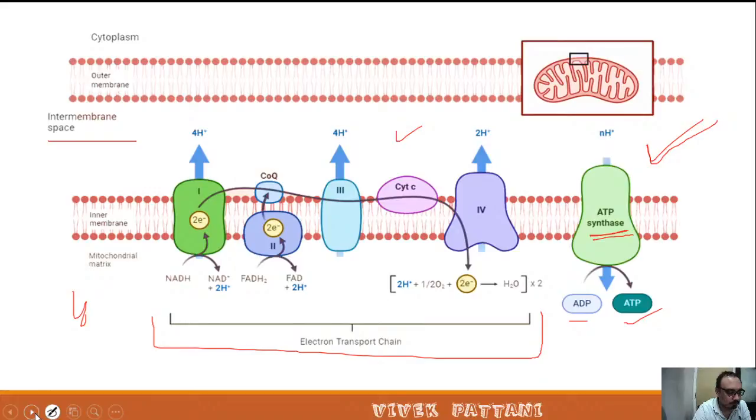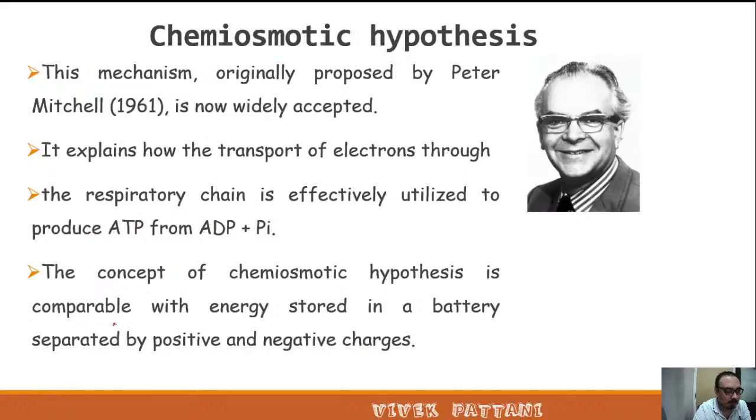So the theory of chemiosmosis, also known as the chemiosmotic hypothesis, was originally given by the scientist Peter Mitchell, and is now one of the widely accepted theories in generation of ATP. The respiratory chain is effectively utilized to produce ATP from ADP, and the concept of the chemiosmotic hypothesis is comparable with the energy stored in a battery separated by positive and negative charges.